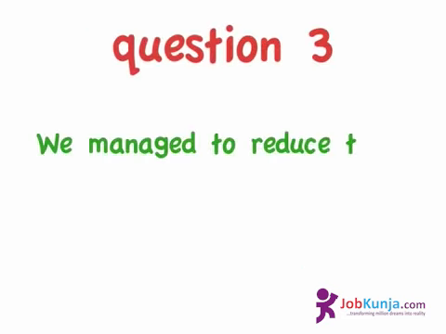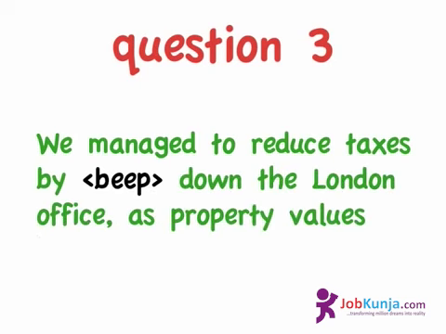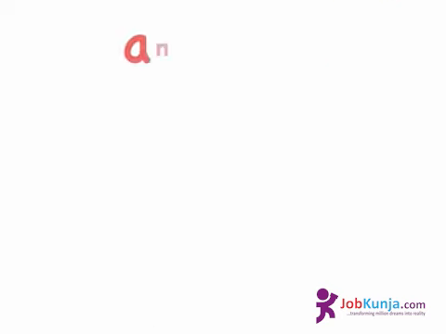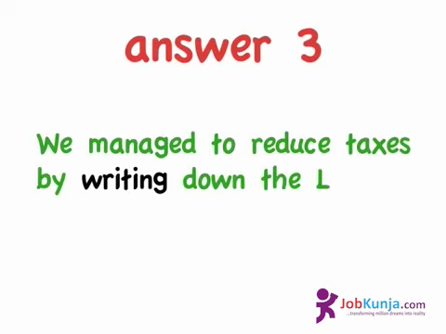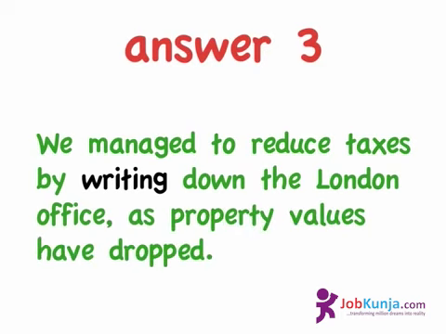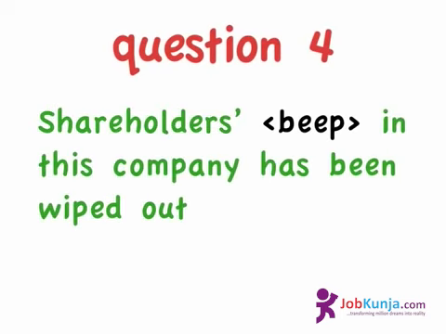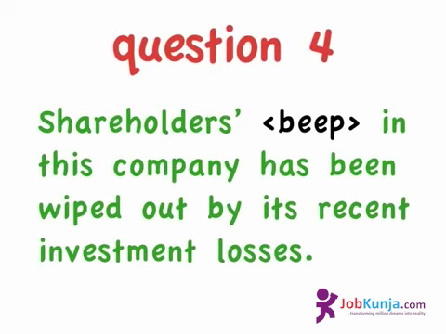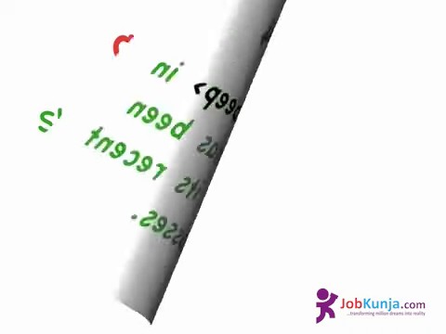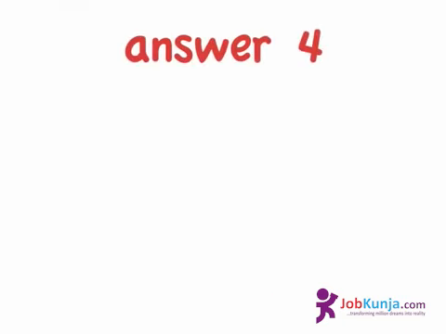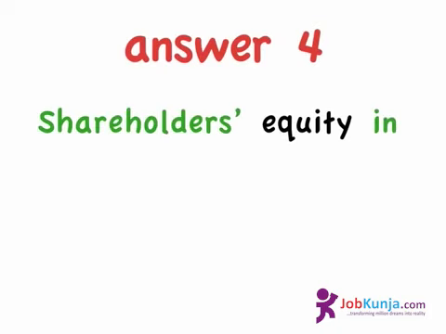We managed to reduce taxes by down the London office as property values have dropped. Answer. We managed to reduce taxes by writing down the London office as property values have dropped. Shareholders in this company has been wiped out by its recent investment losses. Answer. Shareholders' equity in this company has been wiped out by its recent investment losses.